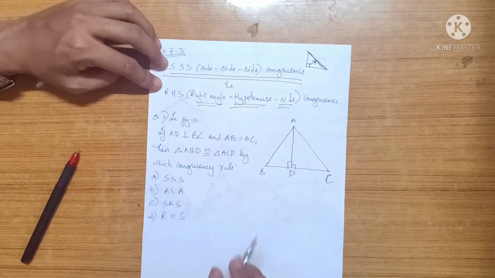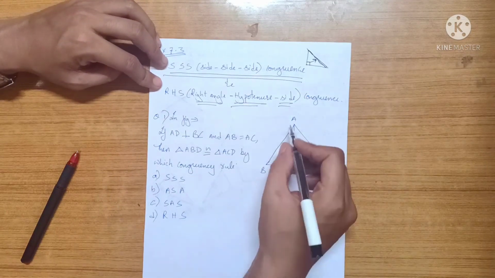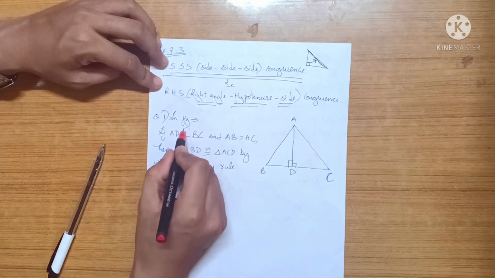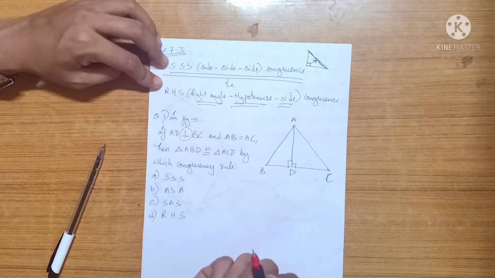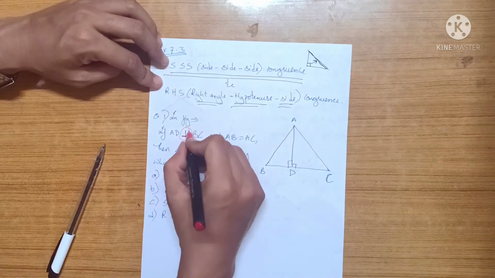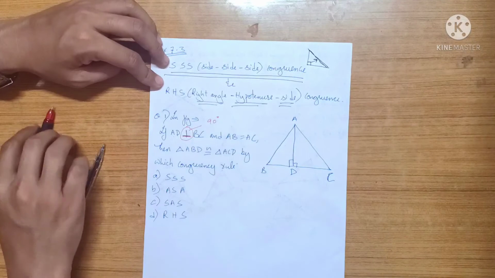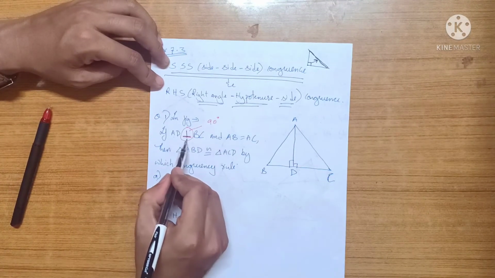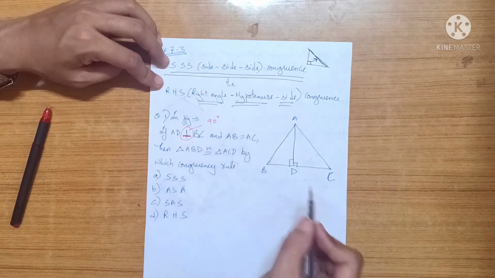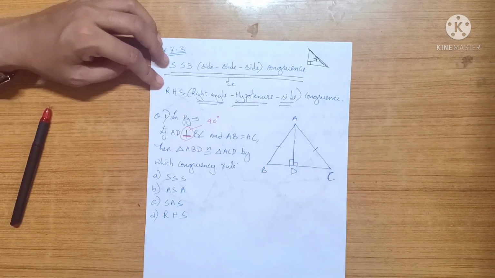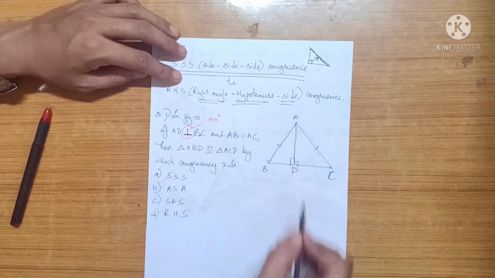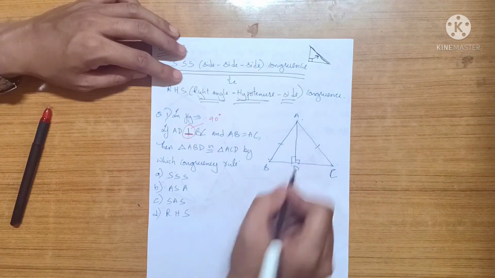Question number one, in this figure, if AD is perpendicular to BC, this inverse T kind of sign is called perpendicular. Perpendicular means 90 degrees, don't forget that. So if AD is perpendicular to BC, this is 90, and AB is equal to AC. AB is this, AC is this, they're saying it's equal. Then triangle ABD is congruent to ACD.